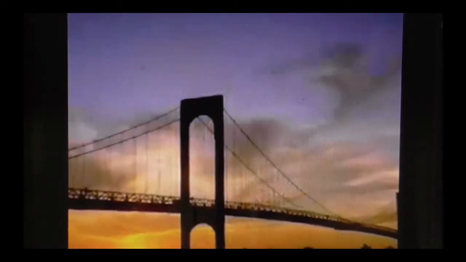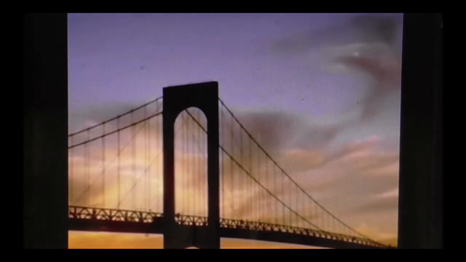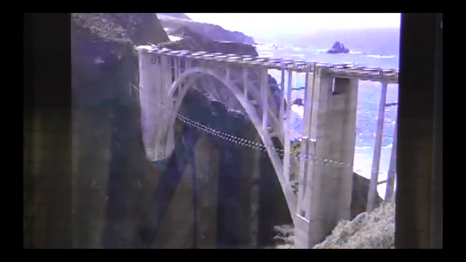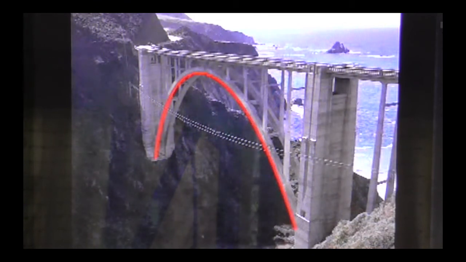Another property of the parabola is that when stress is applied to one point, it is evenly distributed throughout the entire parabola. For this reason, the cables of suspension bridges are hung to form a parabola. Likewise, parabolas are often used as the shape of arch supports under bridges.